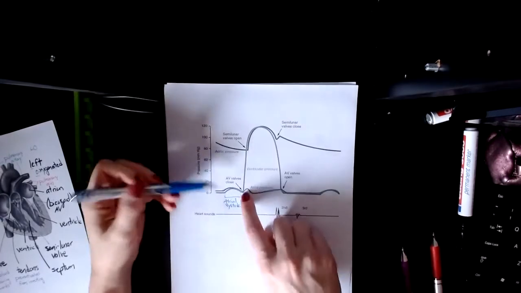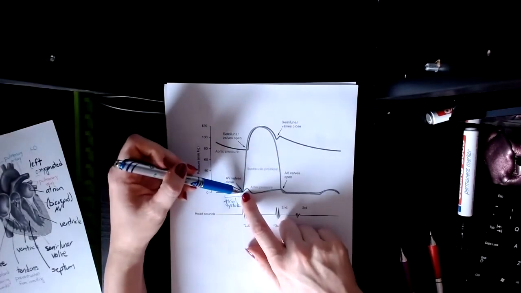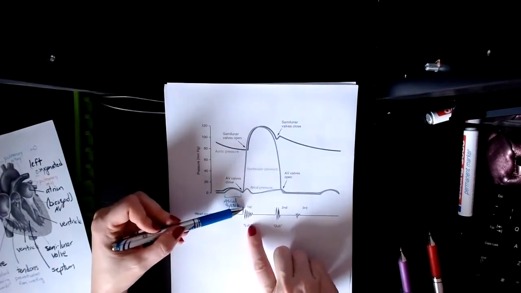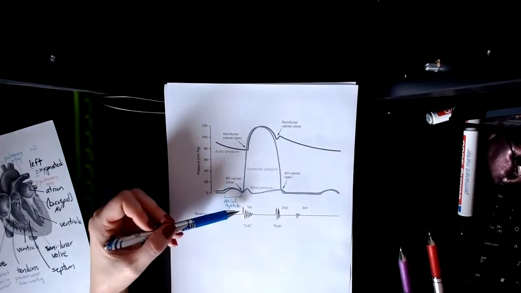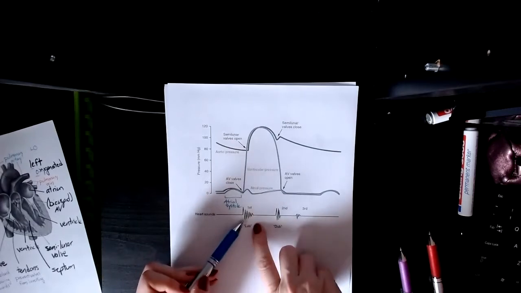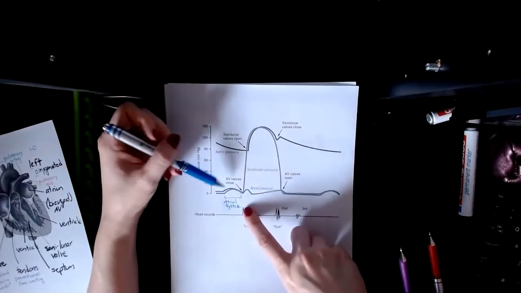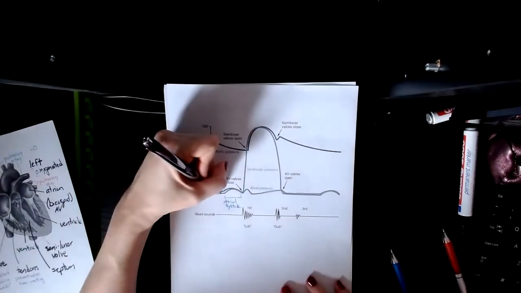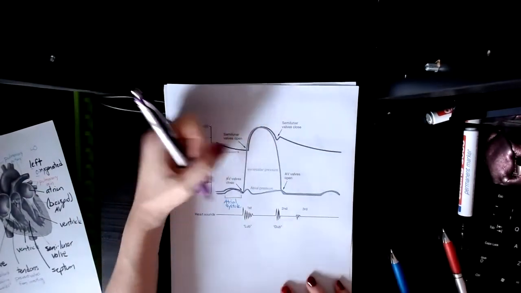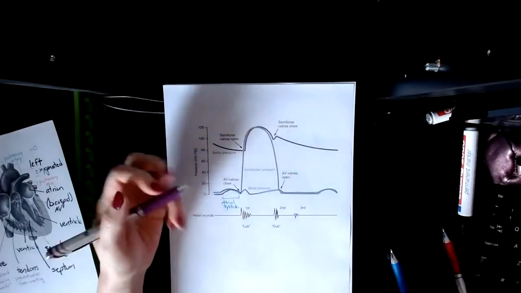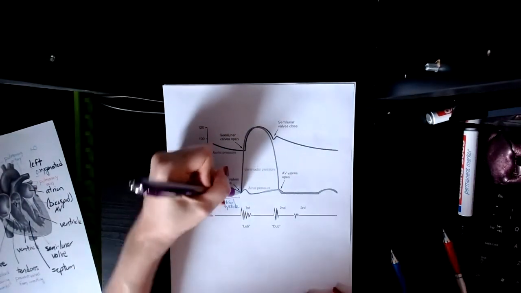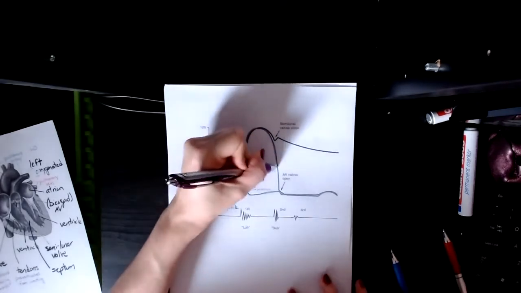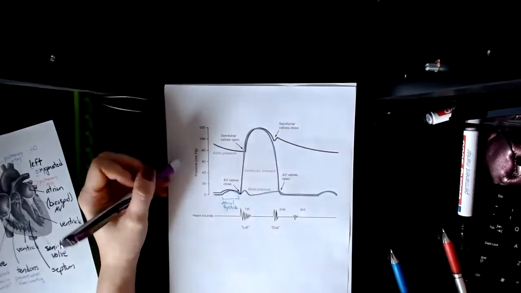Here it has labeled the AV valves close right at the end. That closing is what gives that first lub sound of the lub dub, lub dub. And then you have atrial systole, and then you have the ventricular pressure. You can see it goes up a little bit during atrial systole as well, because as you're pushing the blood into it, it's going to undergo a slight increase in pressure. But then the contraction of the ventricles causes a huge increase in the pressure.